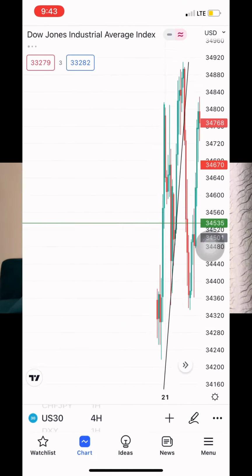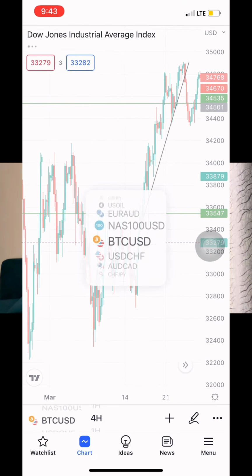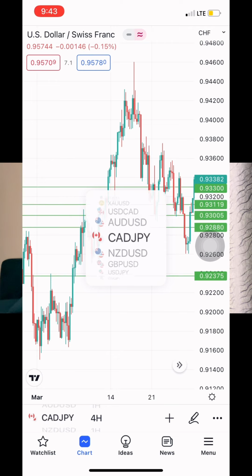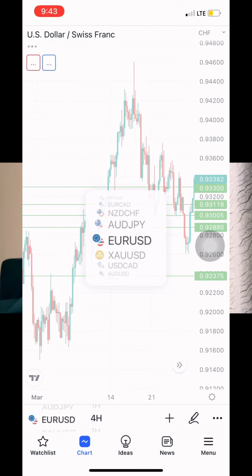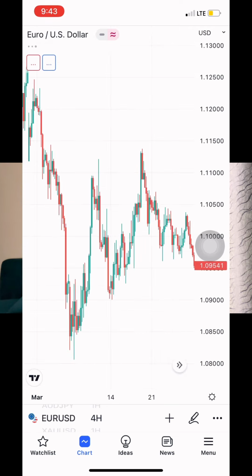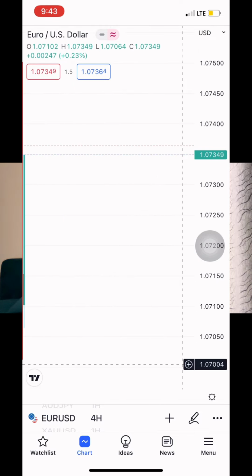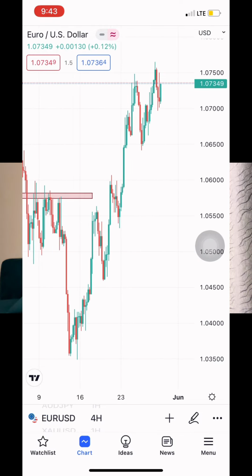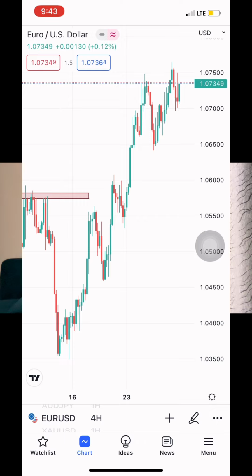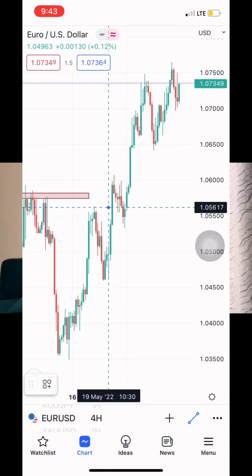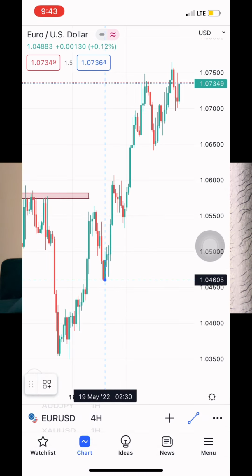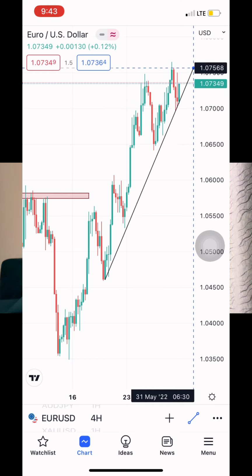So let's choose another currency here. We are going to choose the most traded currency in Forex. This is the EUR/USD. We currently have an uptrend. You can see this is an uptrend. An uptrend is just a market going up. If you're a beginner and you don't know what an uptrend is, it's just a market going up. Same thing here. We just add our trend lines like this.